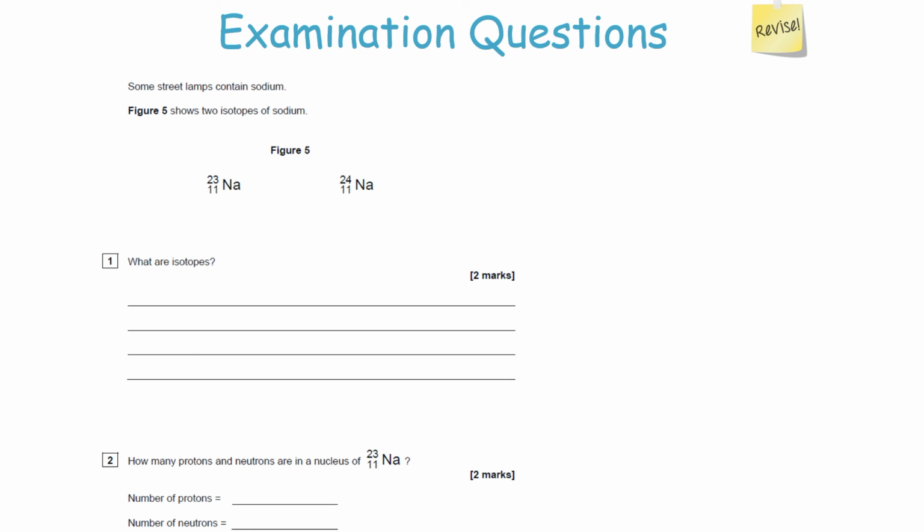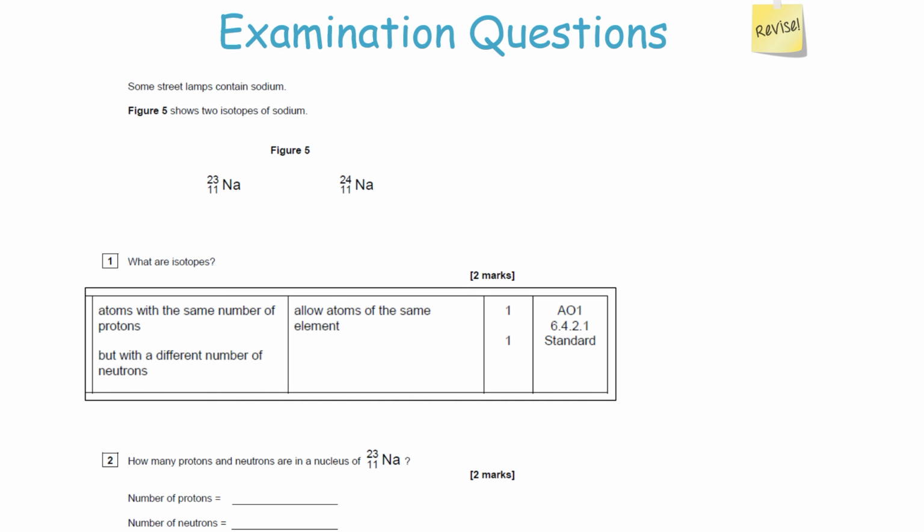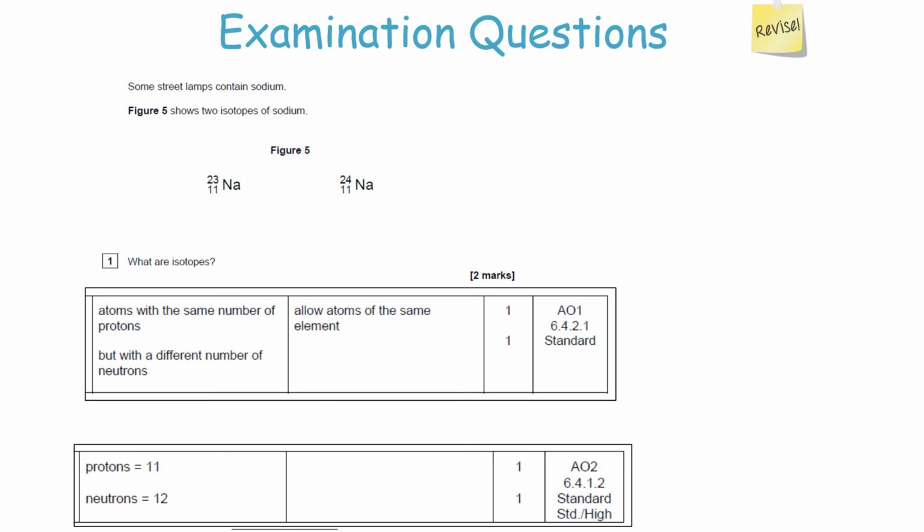Right, once again, you've just got to know the definition of an isotope. Isotopes are atoms with the same number of protons, which tells you what element it is, so it's the same element, but a different number of neutrons. You can tell that because the bottom number is the number of protons. So there are 11 protons and 11 electrons, because there's the same number of protons and electrons in an atom, but the number of neutrons is 23 minus 11, because 23 is protons and neutrons, whilst protons are just the bottom number. So it's 23 minus 11, which is 12.